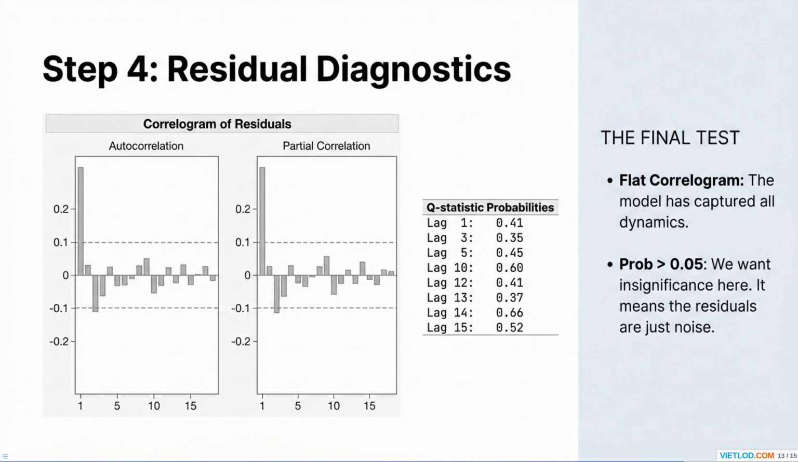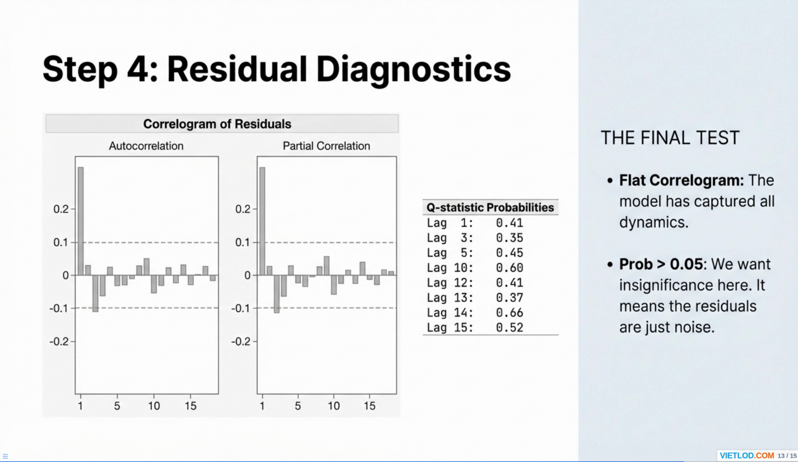Visually, this means both the autocorrelation and partial autocorrelation functions should appear flat, with their bars staying well within the dashed confidence bands. More formally, we rely on the Q-statistic probabilities, where the null hypothesis is that the residuals are white noise. We are looking for high p-values, specifically greater than 0.05.